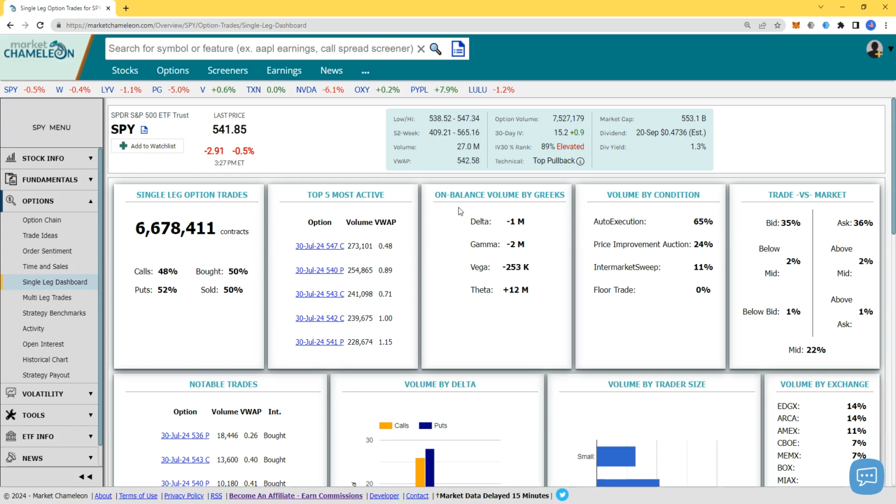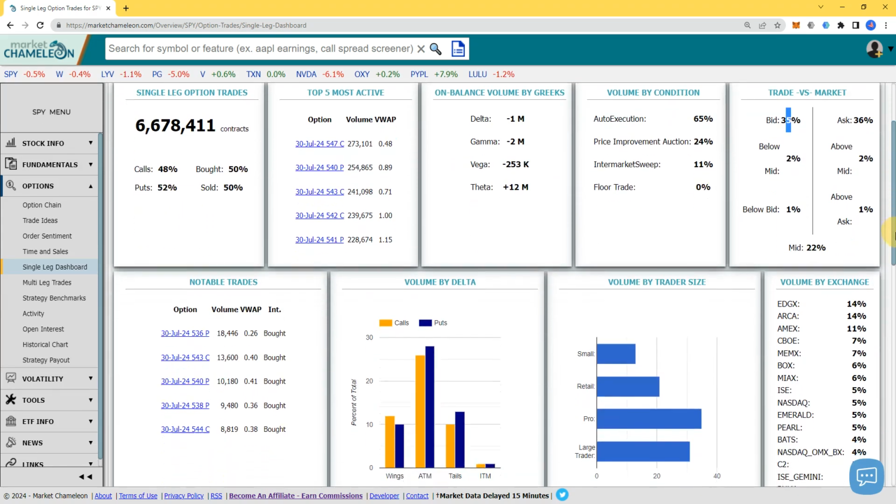What else we got in here? You got on balance volume by the Greeks. There's just so much stuff. I'm not even gonna go there, but feel free to look and learn and ask questions and send messages to Market Chameleon support. They will be happy to answer all that stuff. Auto execution, price improvement, auction, intermarket split. Absolutely crazy amount of information on the good side. Trade versus market. Okay, we got all this.